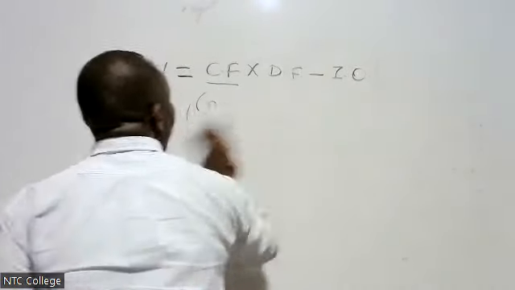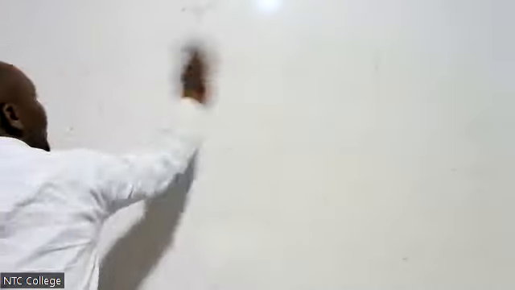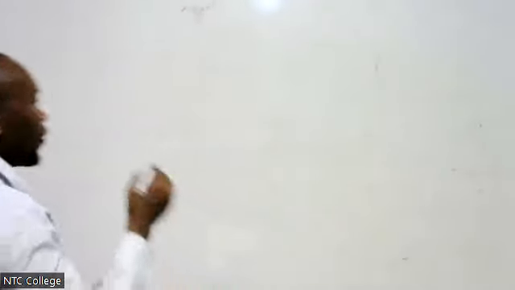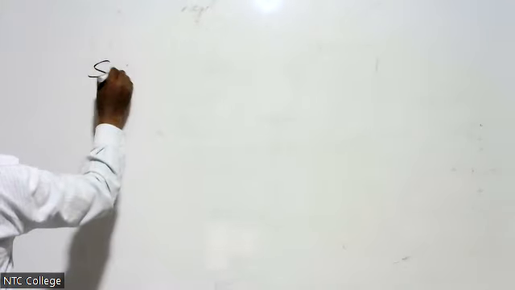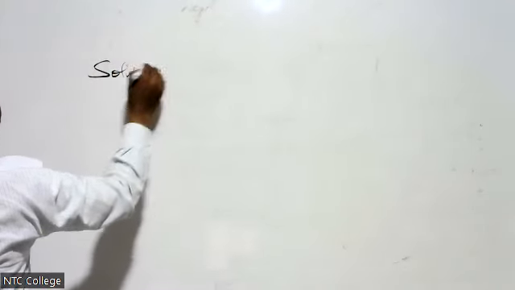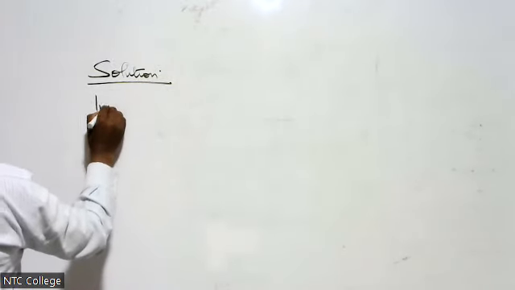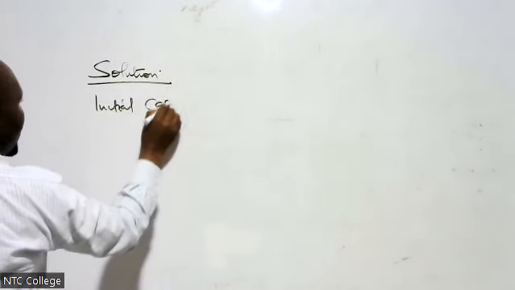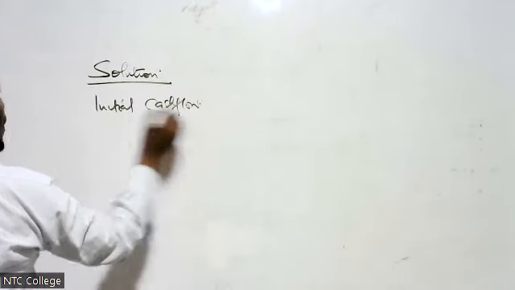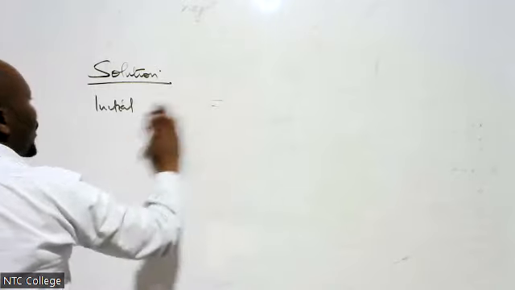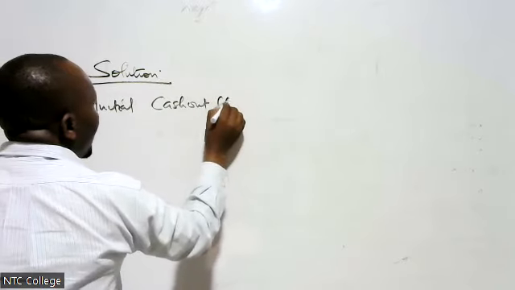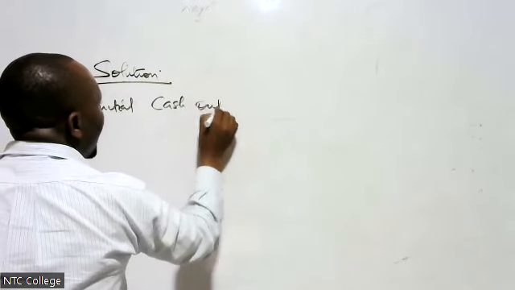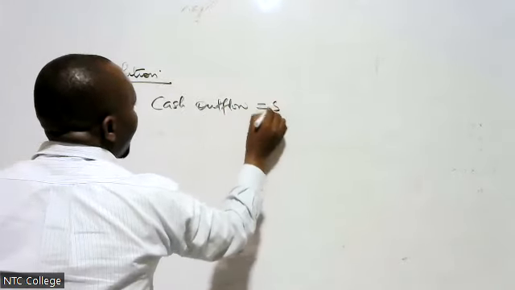We can say that our initial cash flow, so write their solution. Initial cash flow has been given. In fact, initial cash outflow, that is the money that you have used. Cash outflow is equal to 500,000.